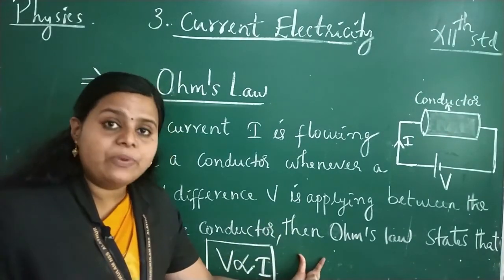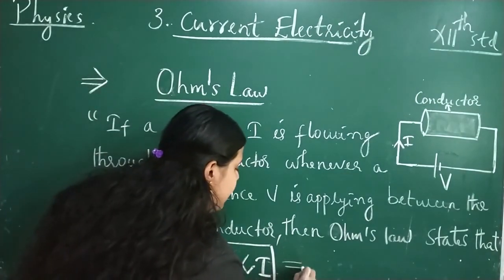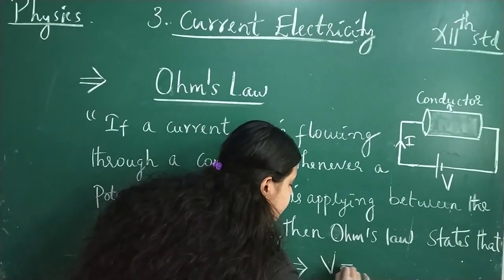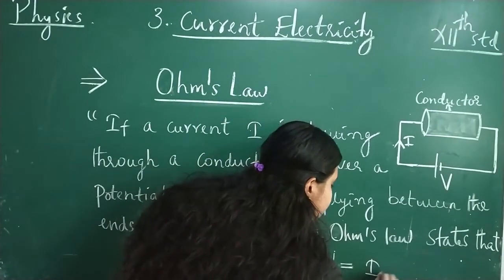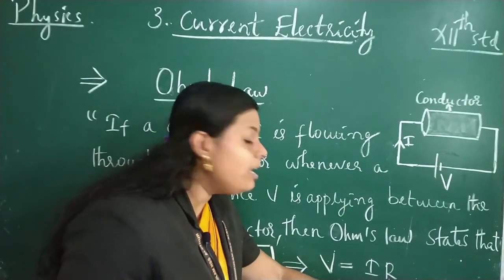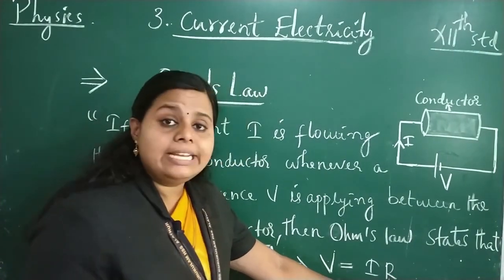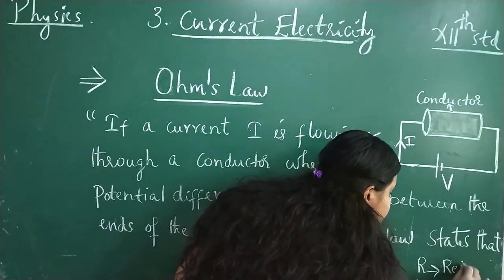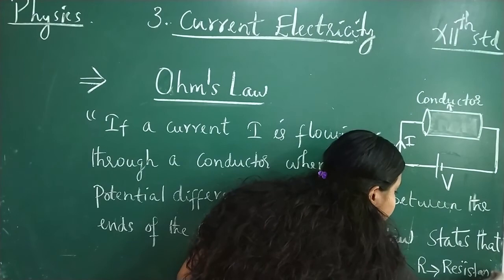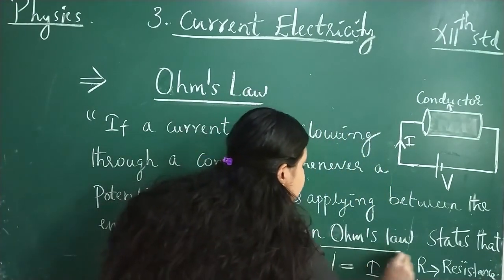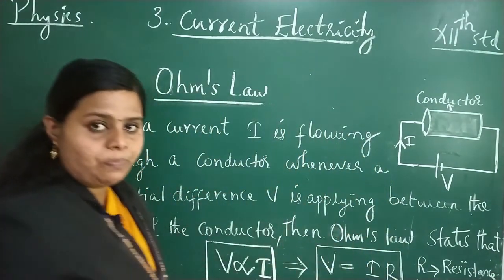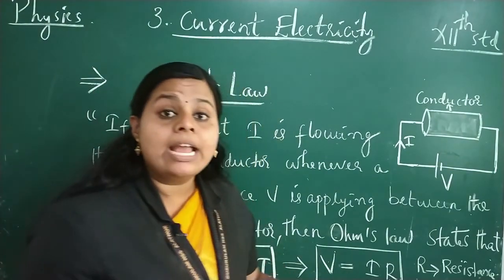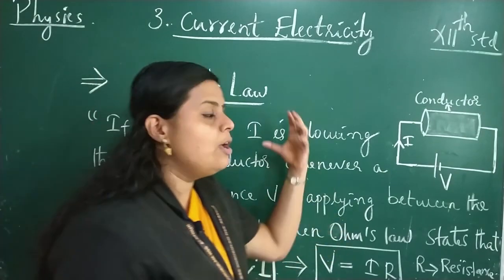Or in the next step, we can replace this proportionality sign by a constant. So V is equal to IR, where R is a constant and R is known as the resistance of the conductor. R is the resistance of the conductor. So this is another expression for Ohm's law. So V is directly proportional to I, or V is equal to IR, is the mathematical expression for Ohm's law.